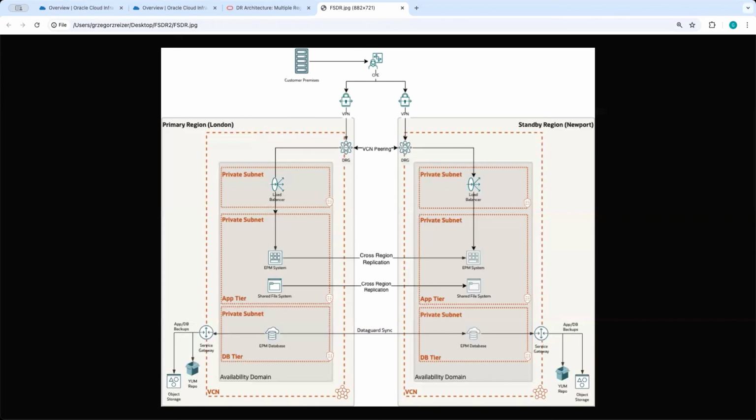At the database tier, we are using base database cloud service hosts, which contain EPM system schemas. Data is synchronized to the standby region using Oracle Data Guard.